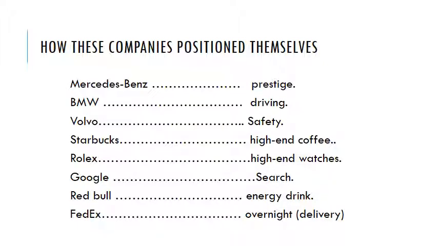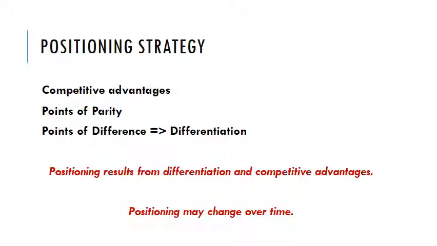Mercedes-Benz is always a prestige brand, BMW is positioned for the driving experience, Volvo for safety, Starbucks as a high-end coffee chain, Rolex as high-end watches, Google always positioned as a search engine, Red Bull as an energy drink, FedEx as a courier service positioning themselves based on overnight delivery. Visa cards again position that everywhere you can do the payment across the globe. So these are the kinds of positioning.